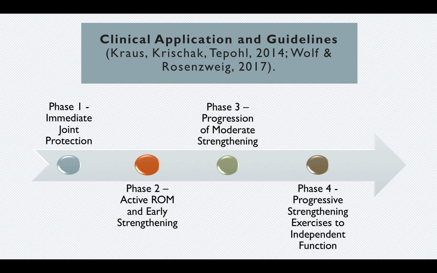So let's move on to the clinical application and guidelines. We're going to have 4 phases. Phase 1 is immediate joint protection. Phase 2, active range of motion, early strengthening. Phase 3, progression to moderate strengthening. And Phase 4 is progressive strengthening exercises to independent function.